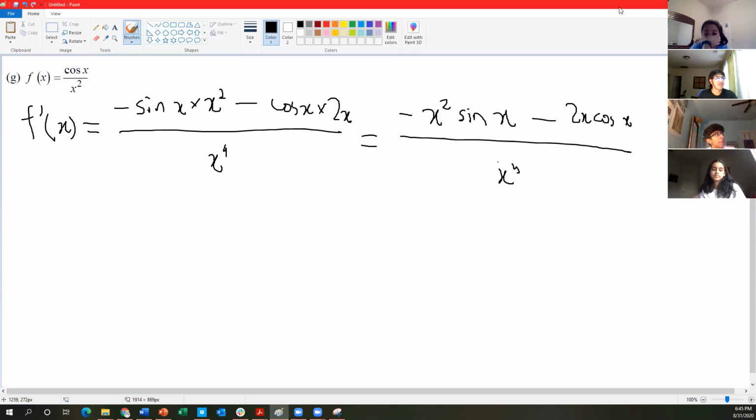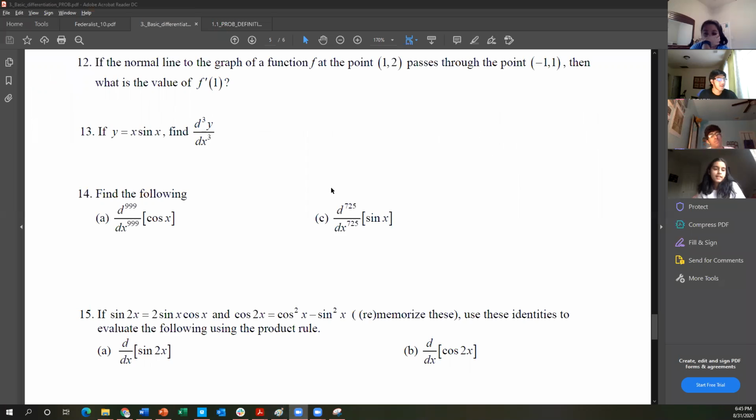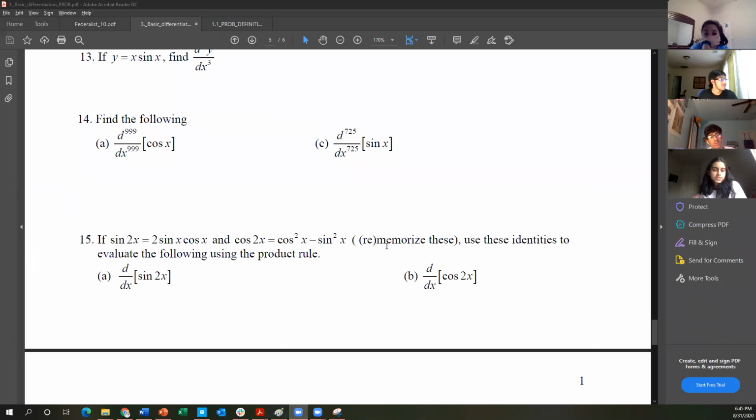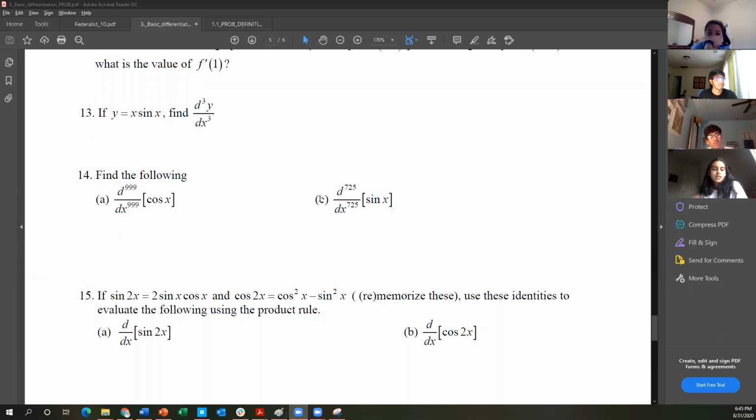All right, cool. I have a quick question. So if you go to 14C, does that follow the same? So I know in class she said, you do the d to the power of 999, the same thing how you would do square root of i, right? So is that the same thing for d to the power of 725?